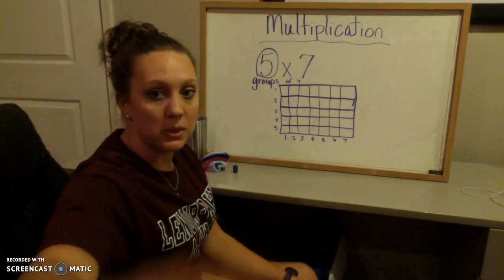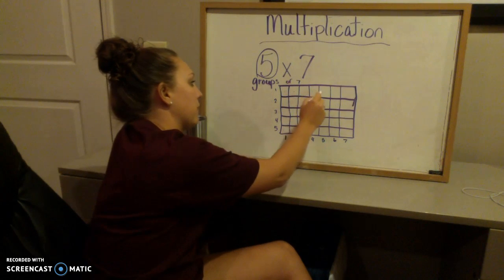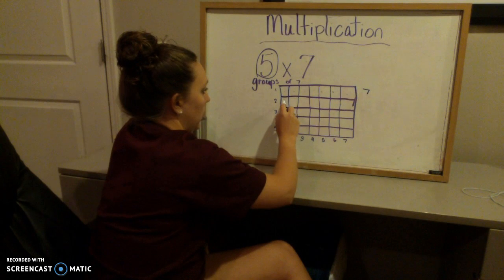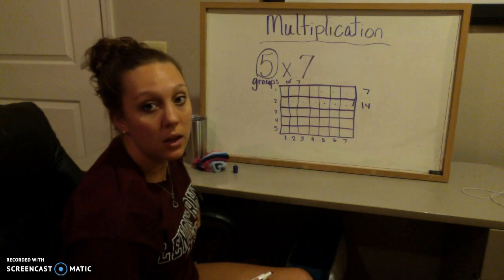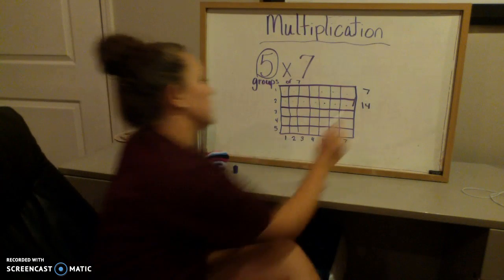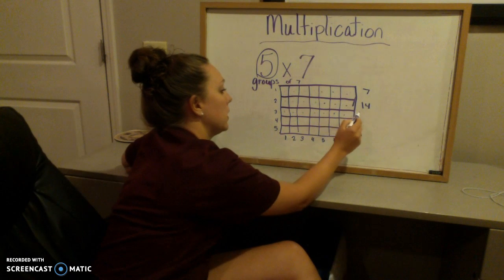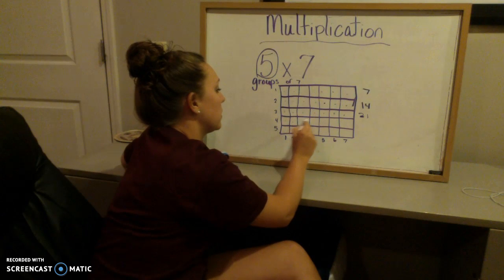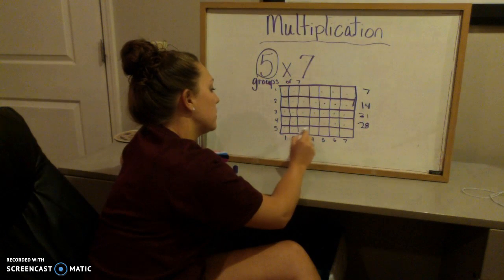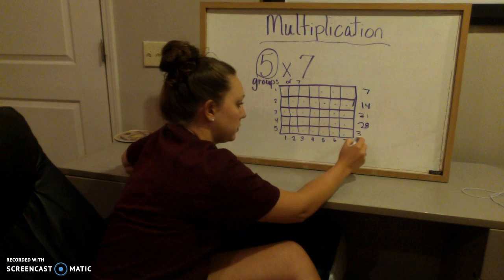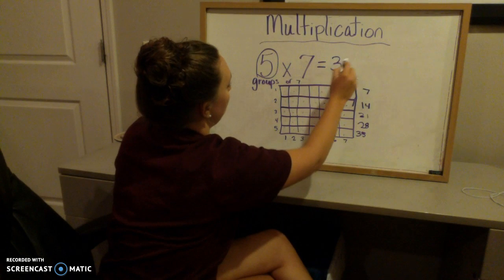Now, for the purpose of this, I could go through and count all of these. So 1, 2, 3, 4, 5, 6, 7, 8, 9, 10, 11, 12, 13, 14. Right? I could do that. So I could count by 7s. So 7, 14, 21, 28, 35. Okay, that's the long way around. So I know that 5 times 7 is going to be 35.